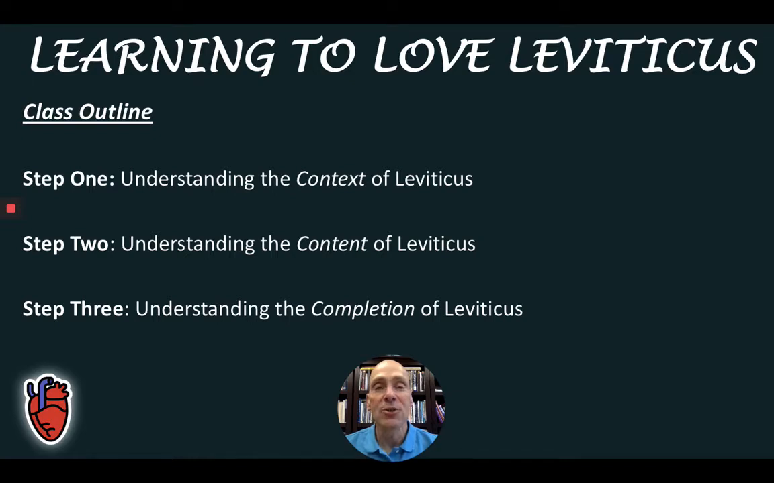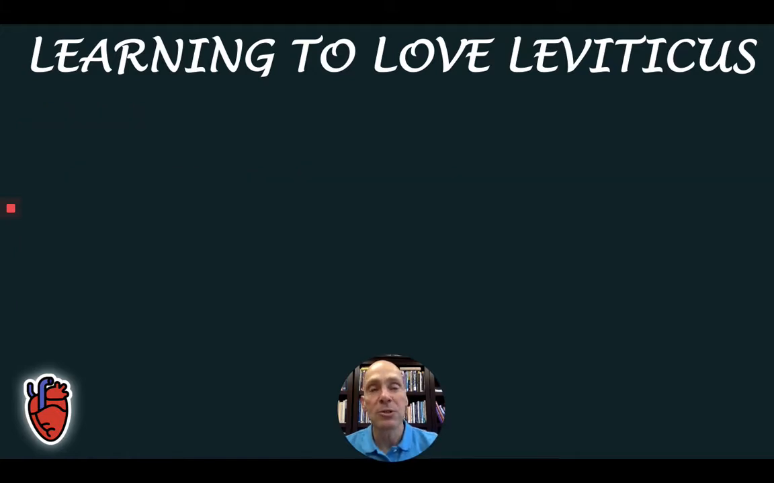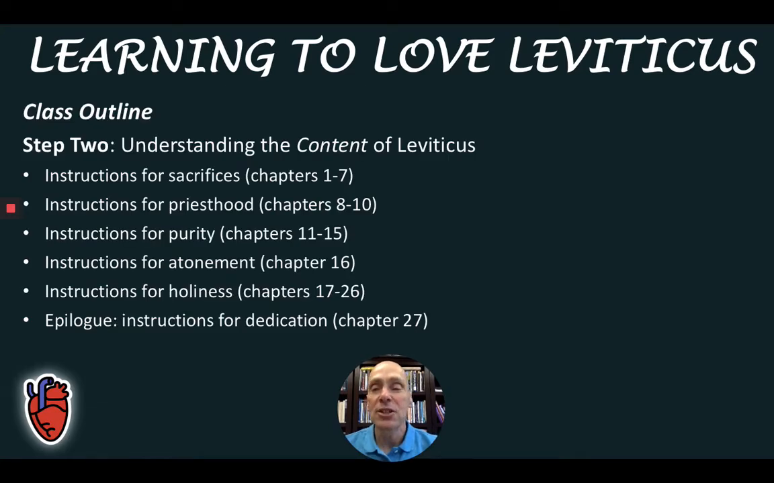We looked first at understanding the context of Leviticus, and we looked at the redemptive as well as the literary context. But then we're moving on to the content of the book, which we divided into a number of sections. We've already looked at instructions for sacrifices in chapters 1 through 7, as well as instructions for the consecration of the priesthood, those who would be offering the sacrifices on behalf of the people in chapters 8 through 10.